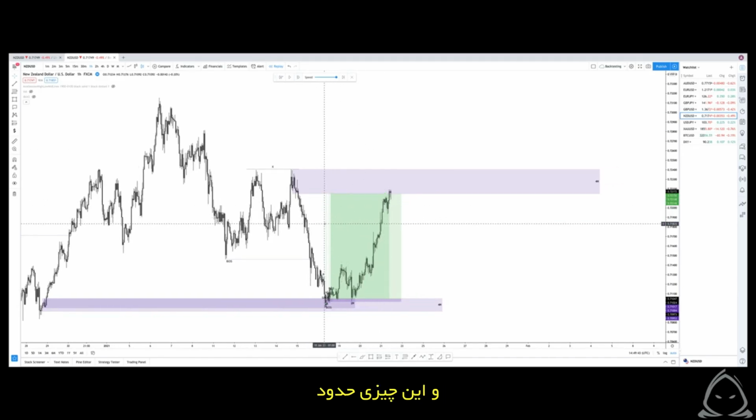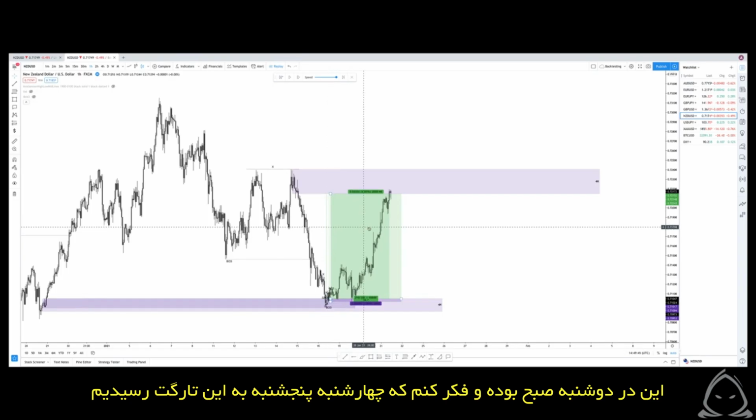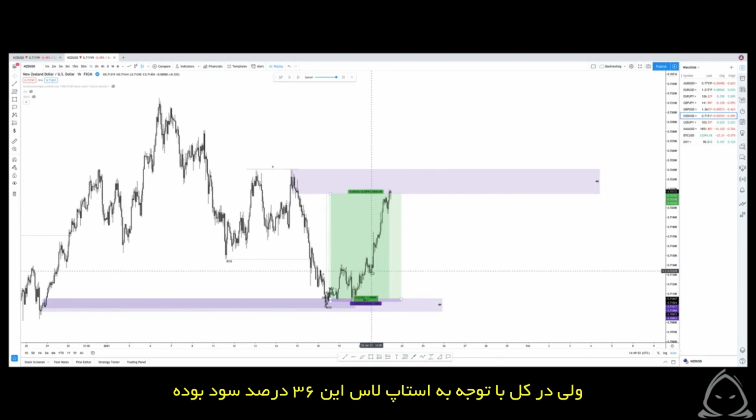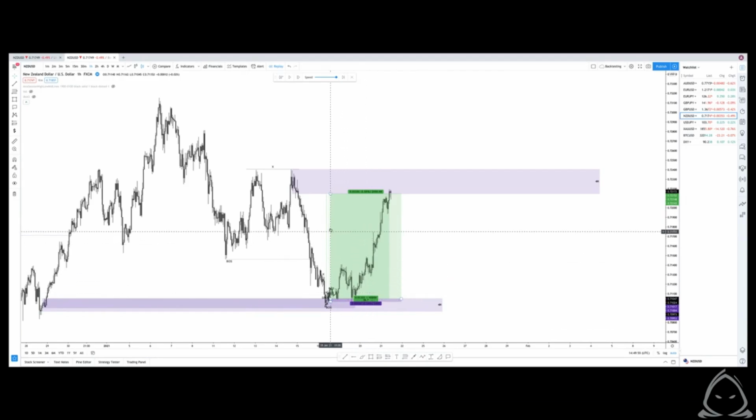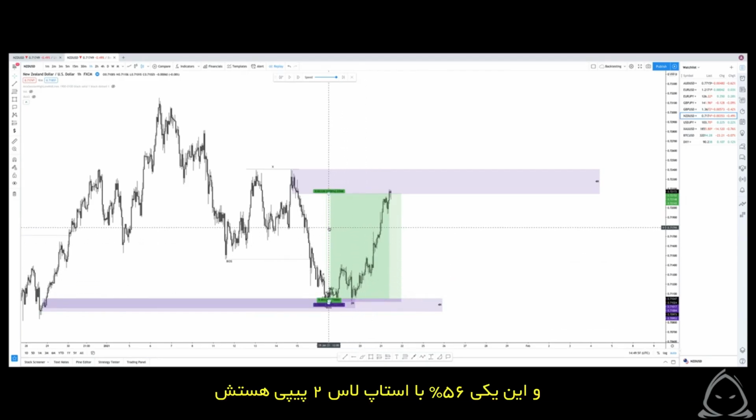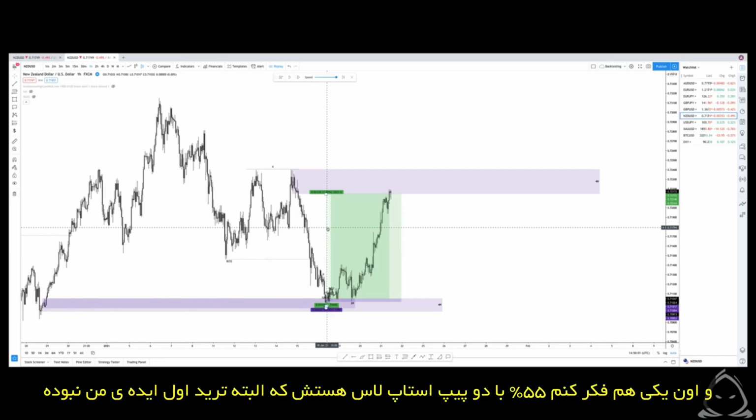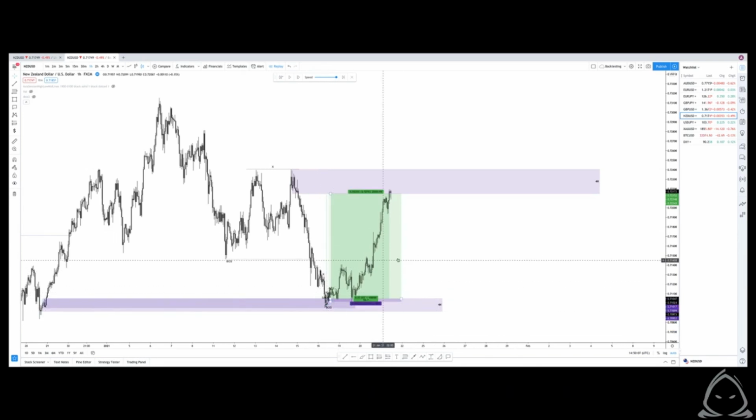Now this was entered on the Monday morning, and I believe Wednesday, Thursday, you reach this target. But overall, that's a 36% trade, again, depending on stop loss. And this one is 56 with a 2-pip stop loss. And that one is, again, I believe 55 with a 2-pip stop loss. But obviously, the first one wasn't really my ideal trade.